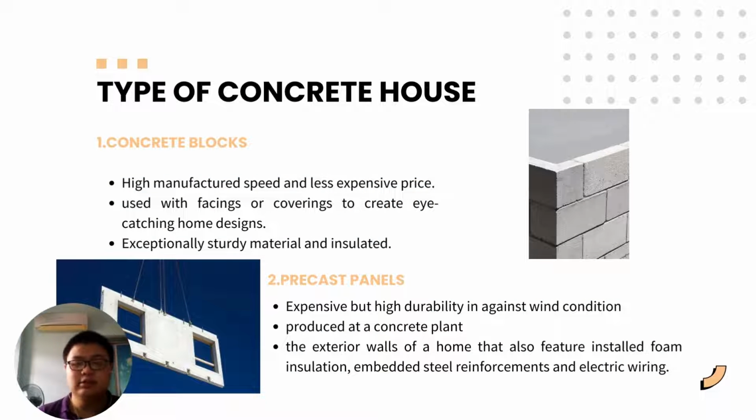The first type is concrete blocks. It is known for its manufacturing speed and less expensive price. Concrete blocks can vary and can be used with facings or coverings to create eye-catching home designs. Concrete blocks are also an exceptionally sturdy material which is resistant to high winds. The second type is precast panels. Precast panels are produced at a concrete plant and are a little bit more expensive than some other concrete building options, but they still have high durability against wind conditions.